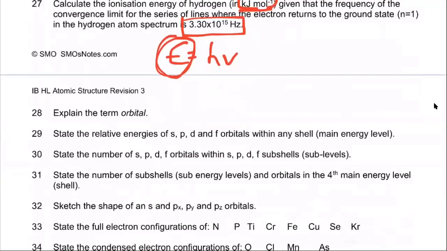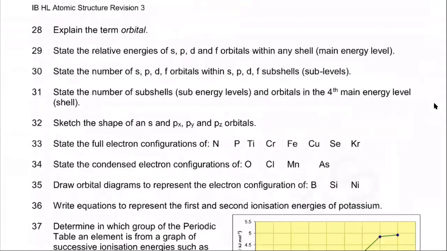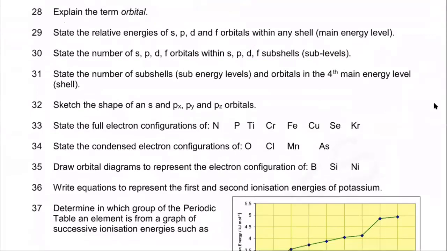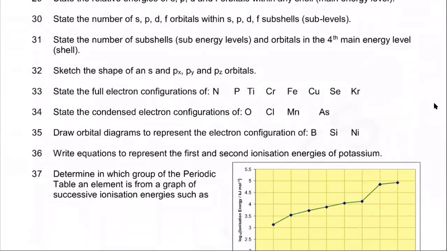Now, this one goes back to some of the SL stuff with electron configuration. So it's going to talk about orbitals like SPDF, the subshells, the energy levels, all that kind of stuff, writing electron configurations, the short ones and the long ones, drawing the orbital diagrams with the up and down arrows.